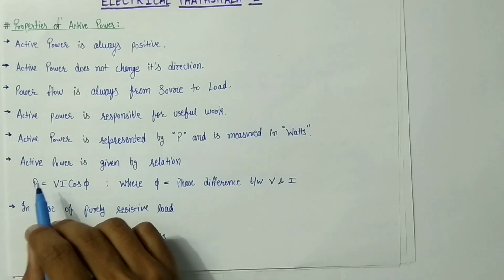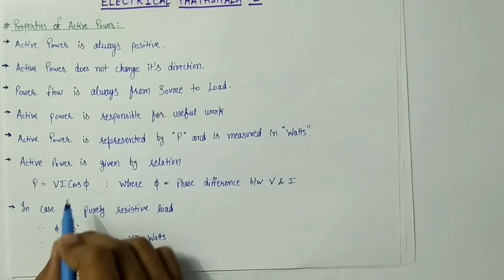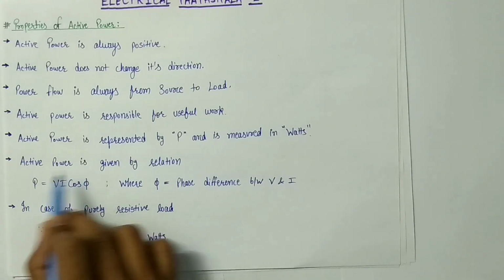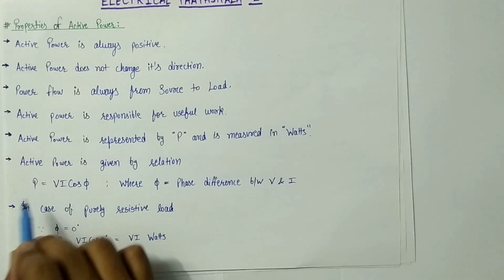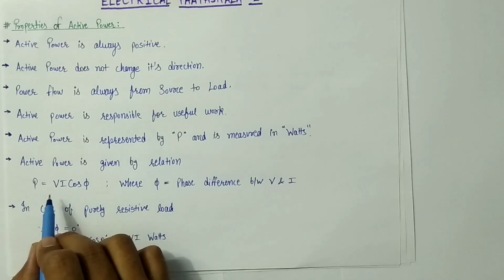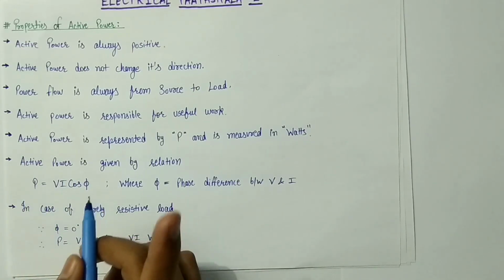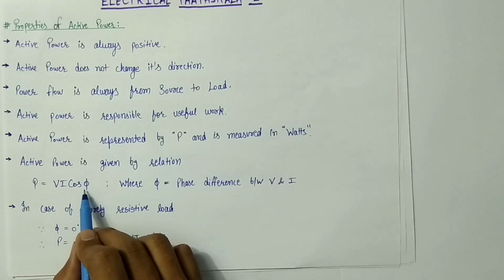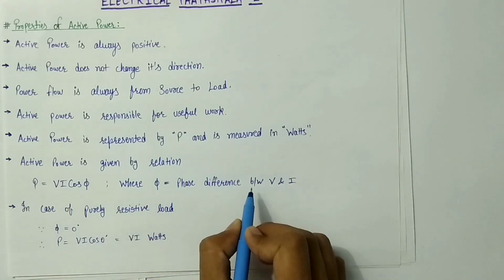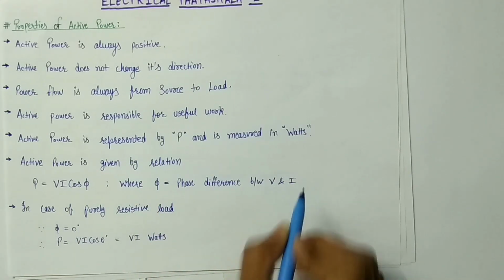So active power is given by the relation P equals VI cos phi. So this is the relation by which active power is given. P equals VI cos phi. We will see this later in this video. So here this phi is the phase difference between voltage and current.